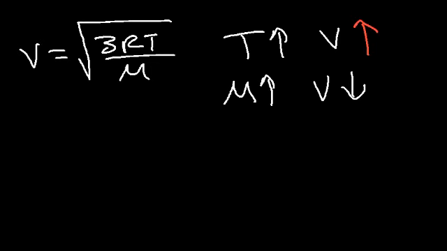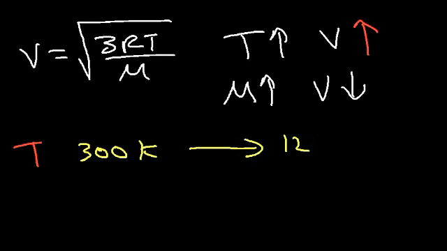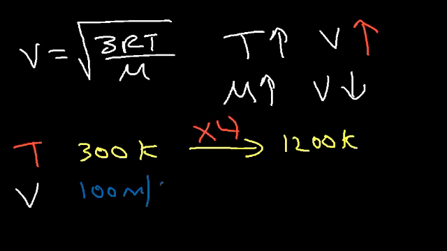Now, let's say we increase the Kelvin temperature from 300 to 1200. So we've increased it by a factor of 4. 3 times 4 is 12. What's going to be the effect on the velocity if the initial speed is 100? What's going to be the new speed? Now notice that the velocity is proportional to the square root of the temperature. That square root is important.